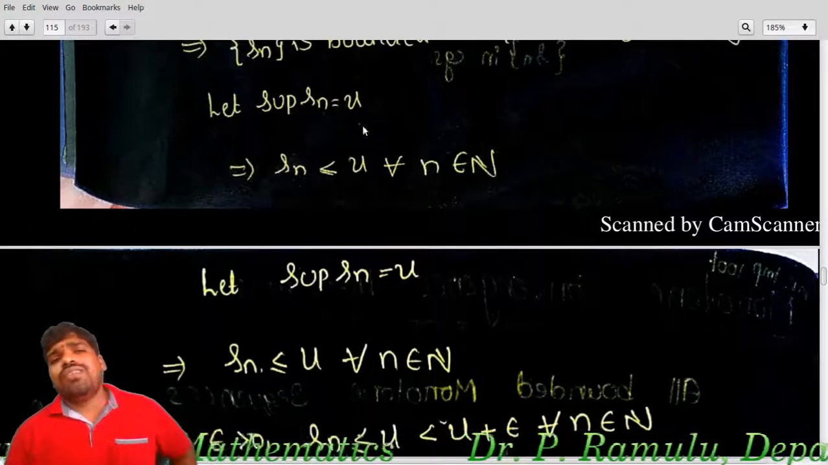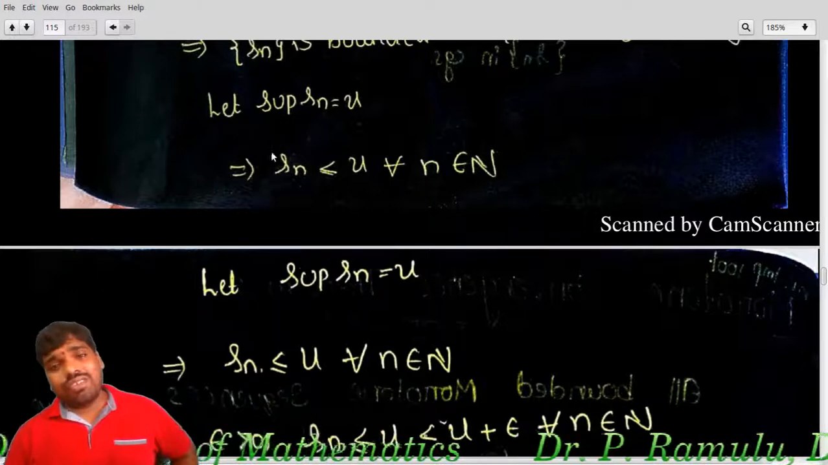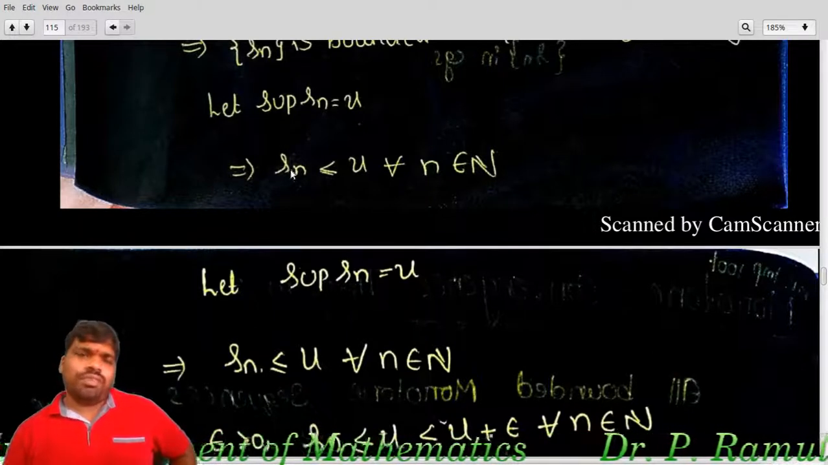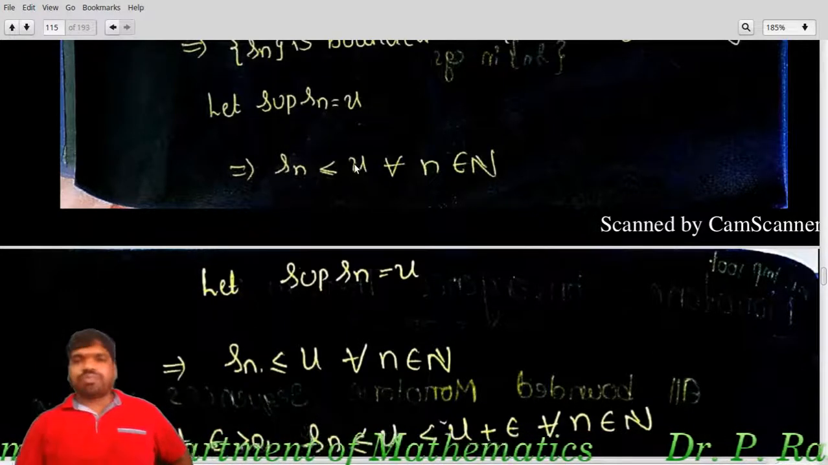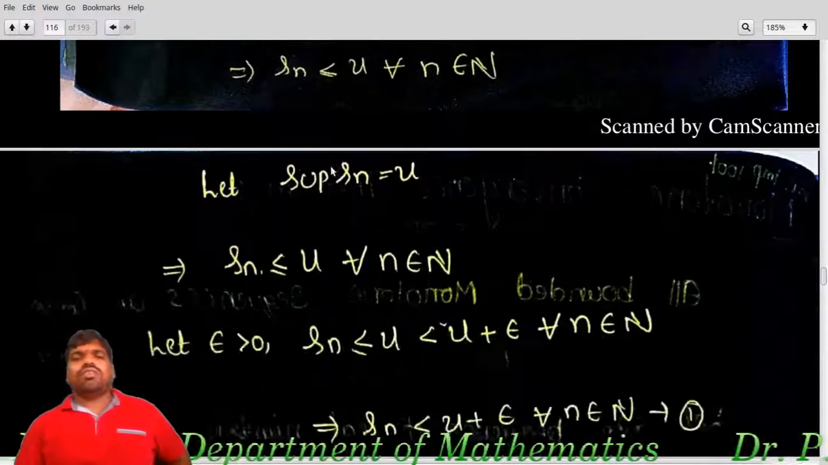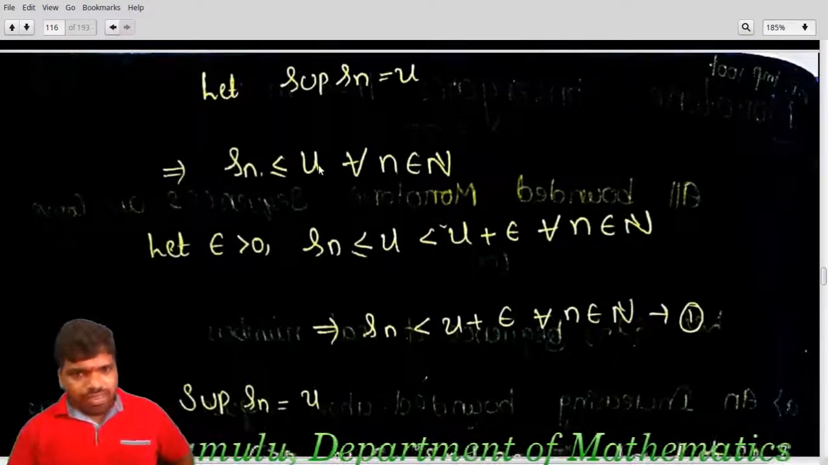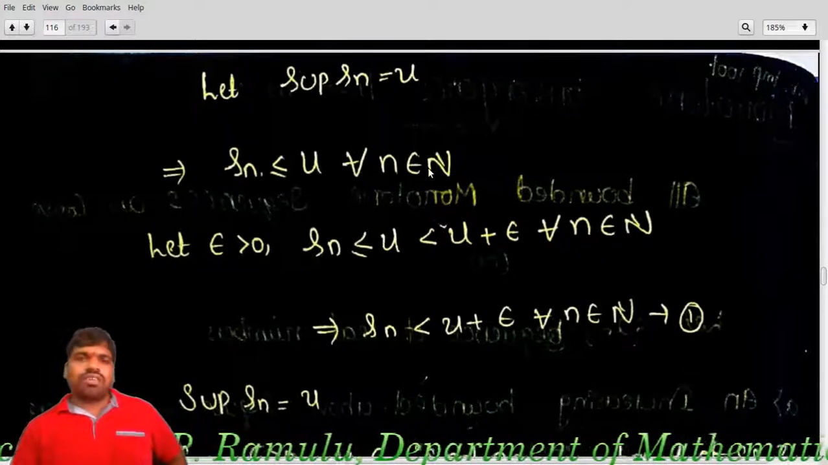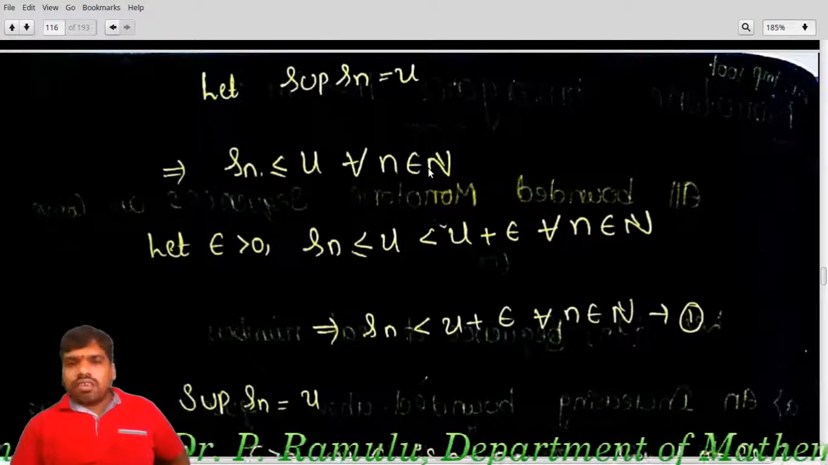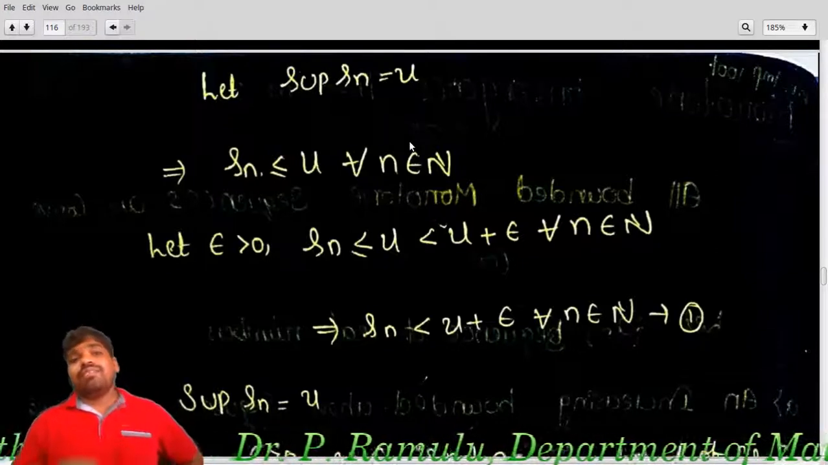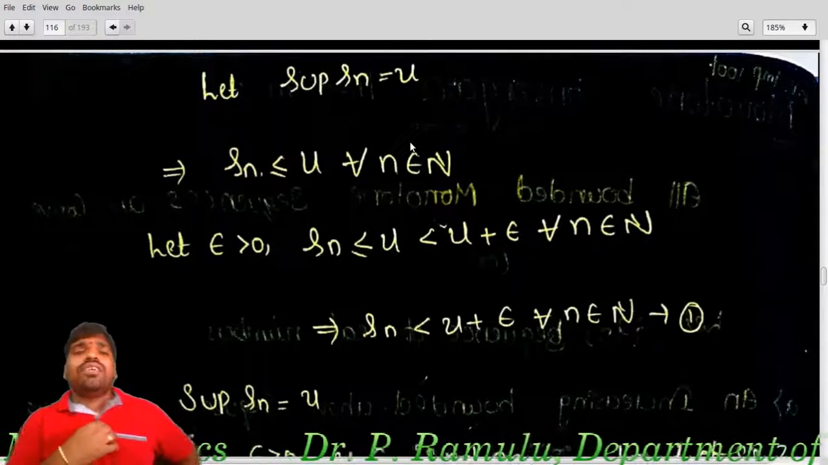We know the supremum of S_n is such that all elements of the sequence are less than or equal to U only. So if that is the supremum, let sup S_n equal U, which implies S_n is less than or equal to U for all n belongs to N. We already discussed this just now.